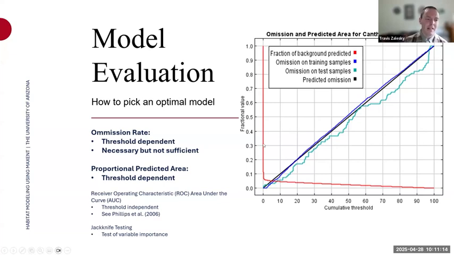And in red, this is the proportional predicted area. It should have this kind of downward sloping curve. My slope here is very steep initially, and this is because I had a very large study area that had a lot of unsuitable habitat. So your curve might be a little shallower and more gradual than what you see here, but it should have this kind of shape.